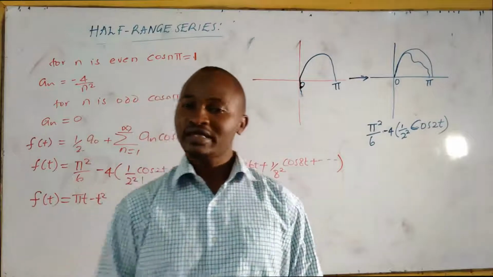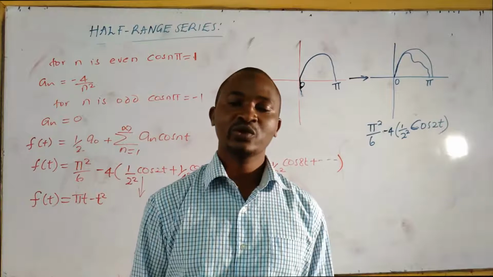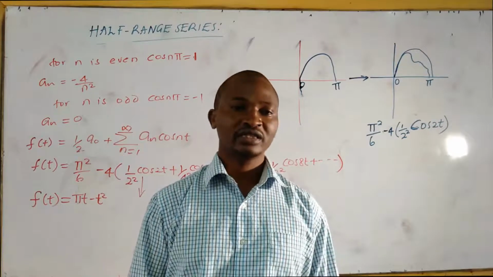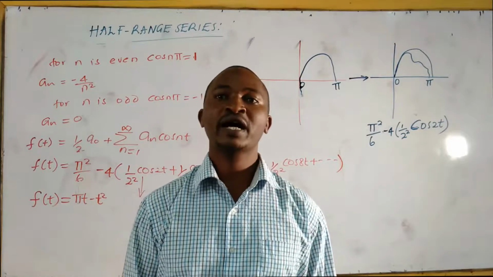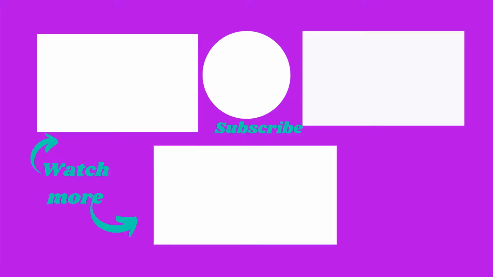So now, in the next video, we will be discussing a situation where we do not have a function periodic with 2 pi, but instead we have a function periodic with other periods like T.